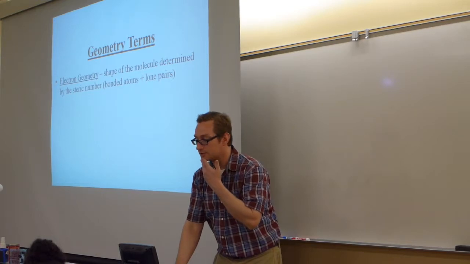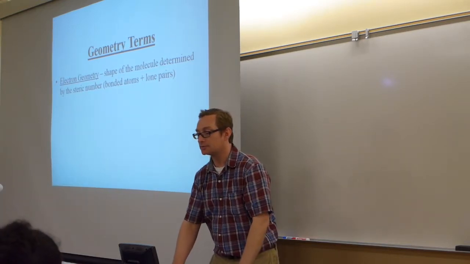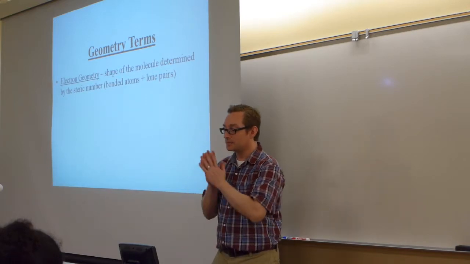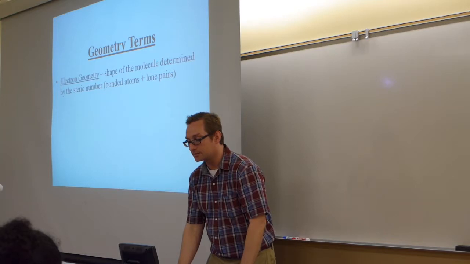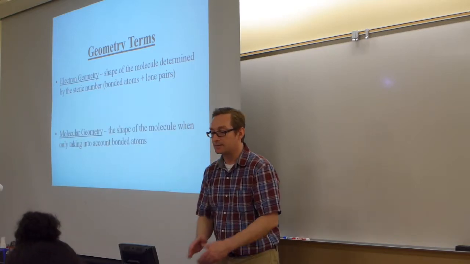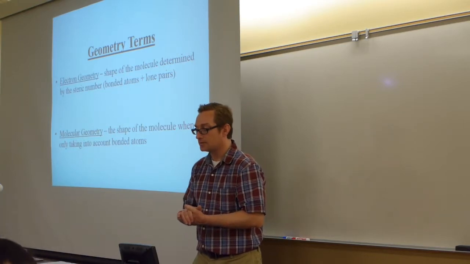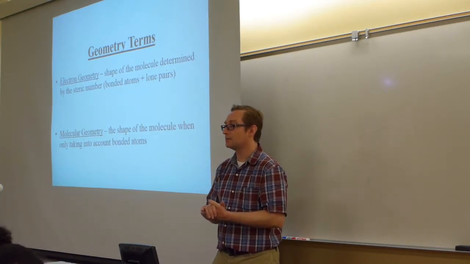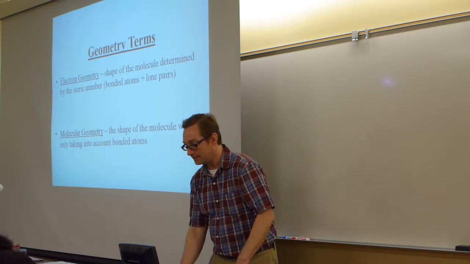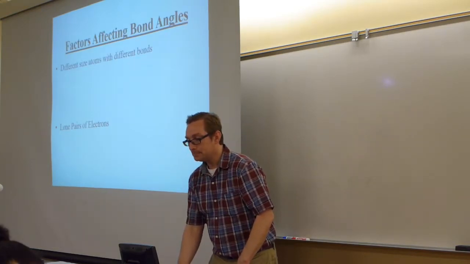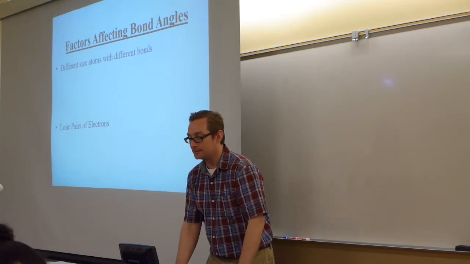Some other geometry terms you should know. Once you have the steric number, you can figure out what the electron geometry would be. That's the shape of the molecule based on the bonded atoms and lone pairs. But then we've got the molecular geometry, also called the molecular shape, and that's the shape of the molecule when not taking into account the lone pairs. When you're just looking at the atoms themselves and what shape they make. I'll get to that in a minute.